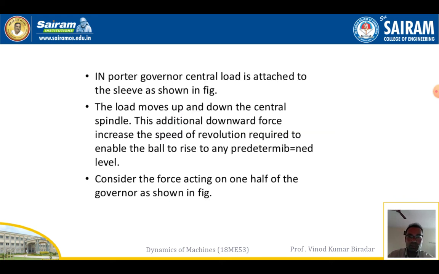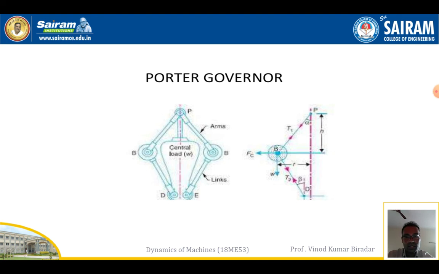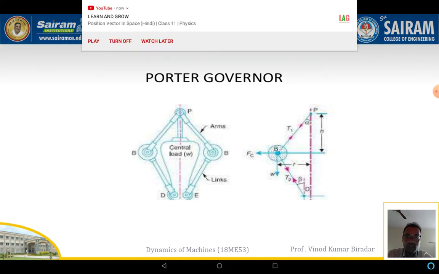Second one is the Porter governor. Okay, so the Porter governor is also similar to the centrifugal governor. Here it consists of two balls. So at the center, at the axis of the shaft, we are going to fix a central load. Okay, B1 and B2, either ball has equal and same forces.